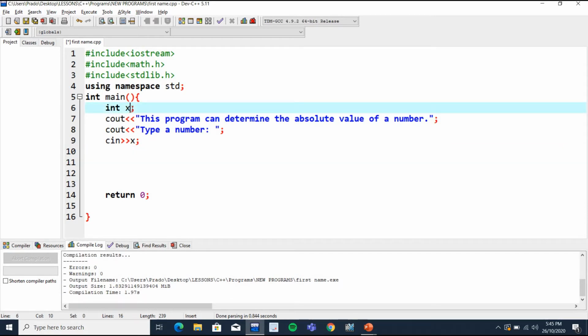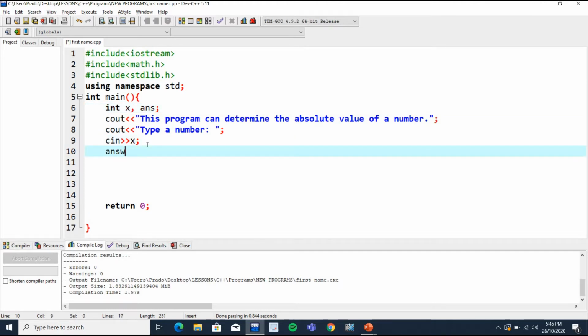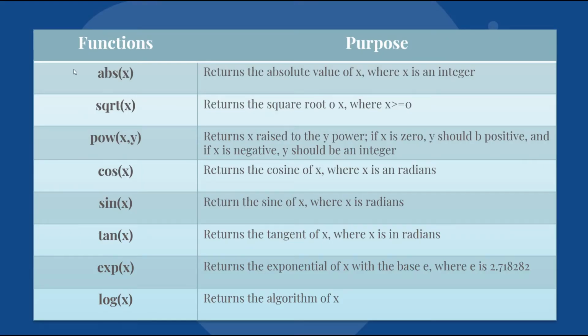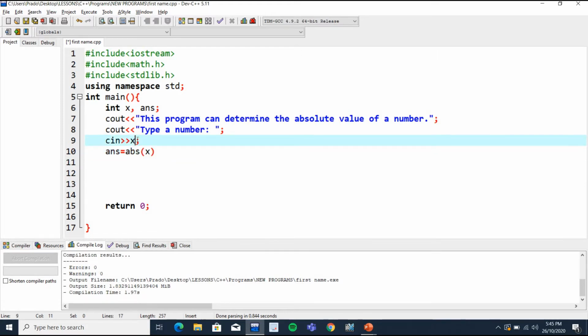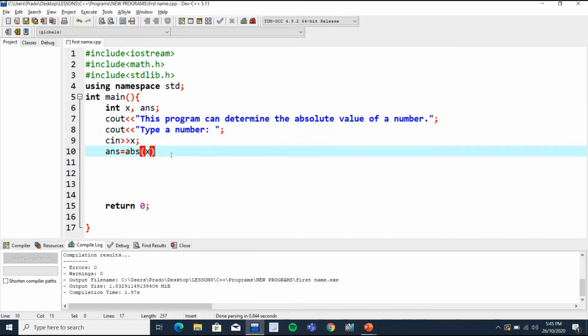So, may nakalimutan tayo na isang variable pa, yung paglalagyan mismo ng sagot. So, maglalagay tayo ng int x and int answer. So, ans na lang po yung ilalagay kong variable. So, ans is equals to, kung mapapansin niyo po dito sa may PowerPoint, abs po yung gagamitin natin na function. So, abs, and then, ilalagay po natin si x sa loob, kasi ito yung i-compute natin, or ito yung i-absolute value natin, yung mismong x na nilagay po mismo ng user. So, after ng x, syempre, wag natin kakalimutan ang semicolon.